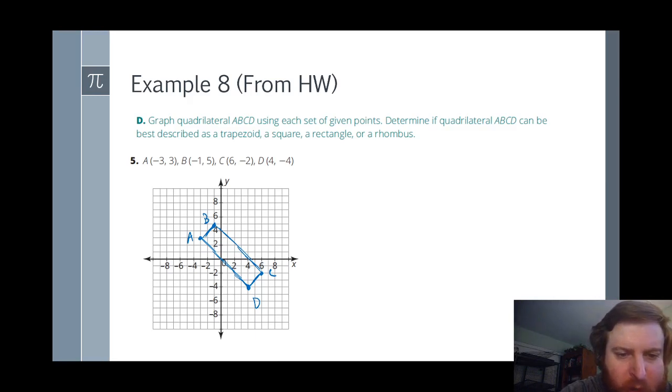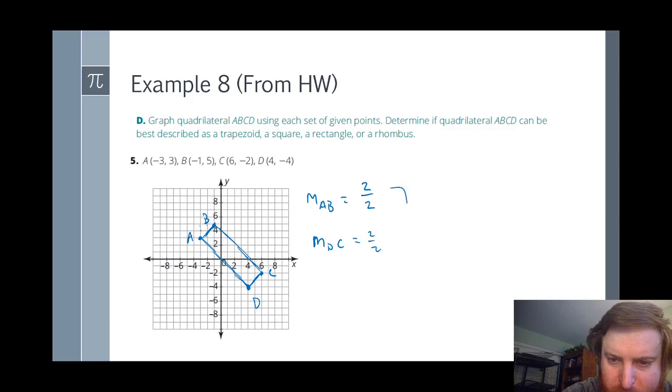So let's start off with the slopes. Let's do the slope between A and B. I'm going to start, A is more to the left. I go up 1, 2, over 1, 2. So 2 over 2. Now let's do the slope between D and C. Okay, start at D, it's more to the left. Up 1, 2, over 1, 2, 2 over 2. So they're both simplifying to 1. So AB is parallel to DC.